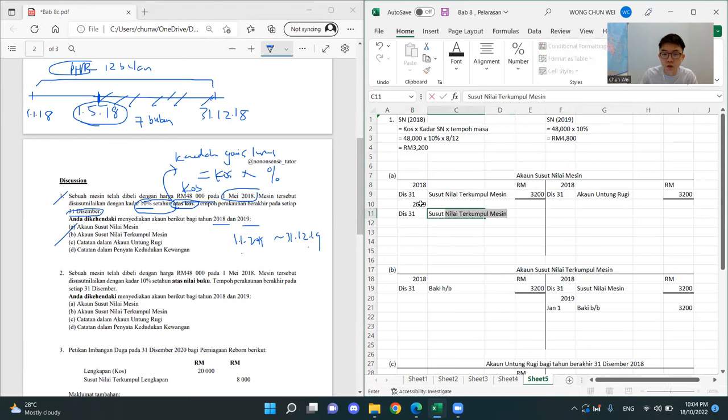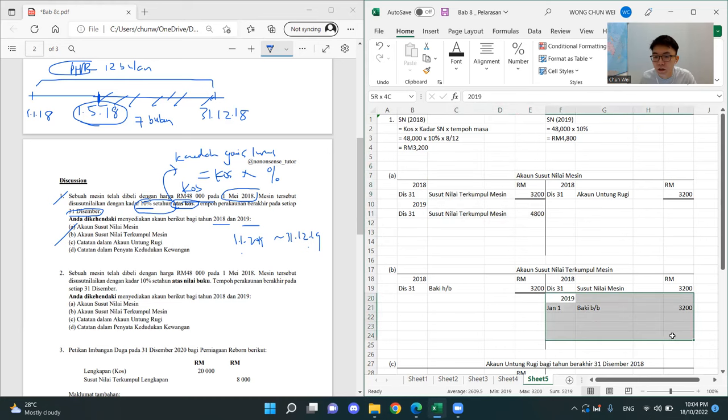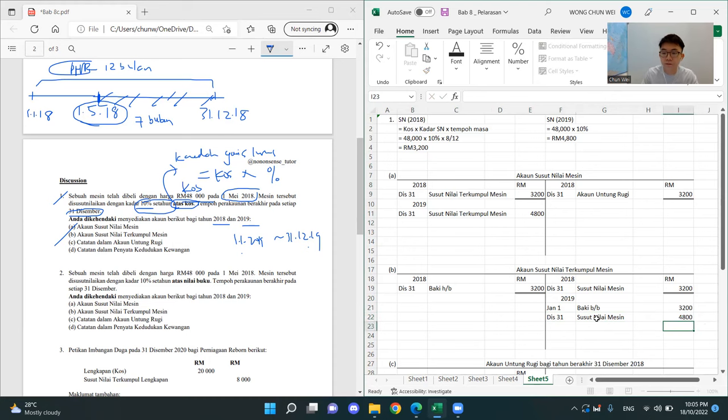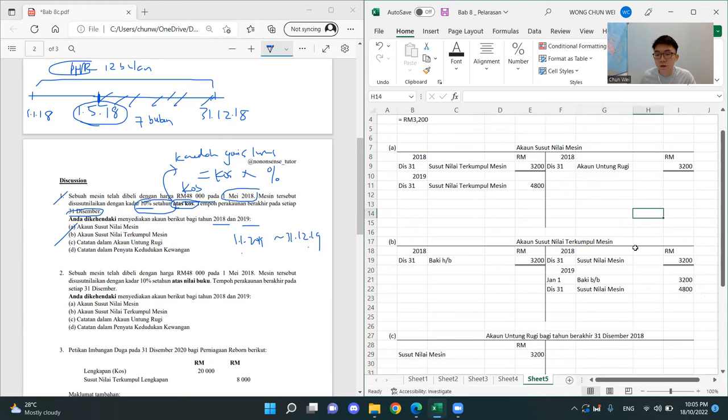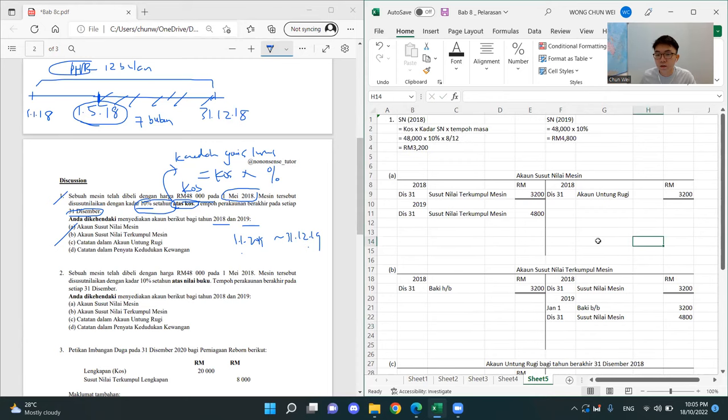So susut nilai terkumpul machine. So this year, 2019, will be 4,800. So when I debit susut nilai machine, I will have to credit my SNT. So in 2019 here, I already book out the baki BB. So now I just put December 31st. Tadi saya sudah debit. So now I have to credit here and put susut nilai machine 4,800. That's it. So after that, just close it up.